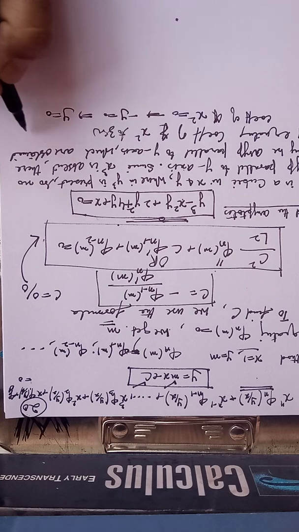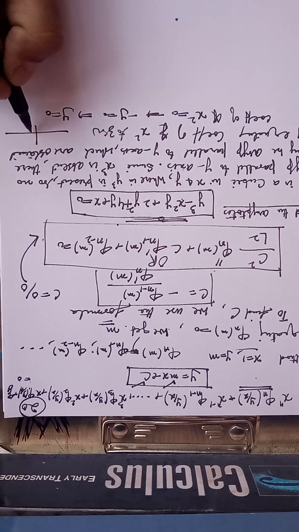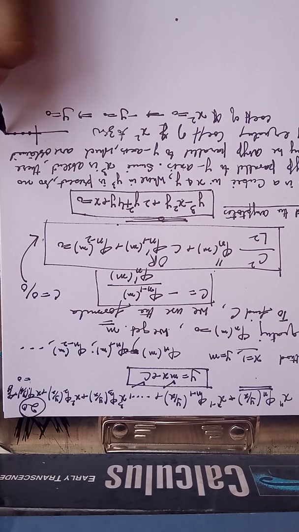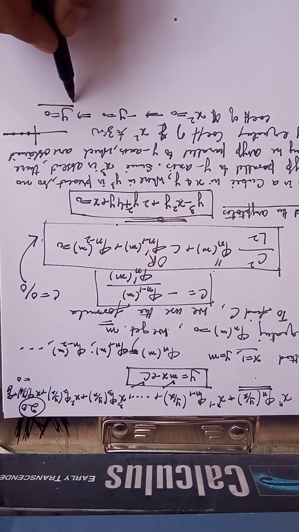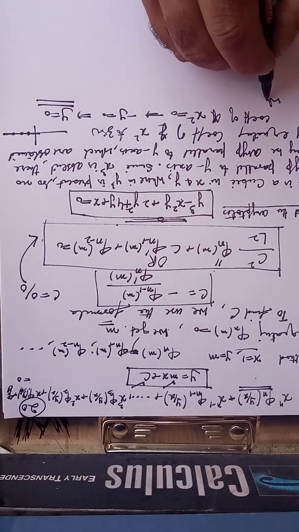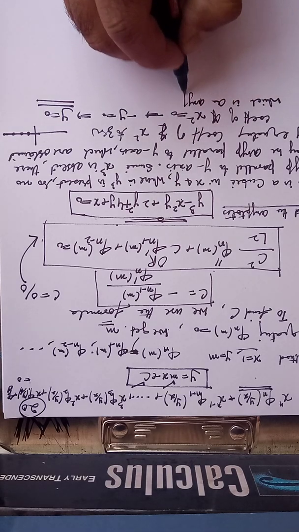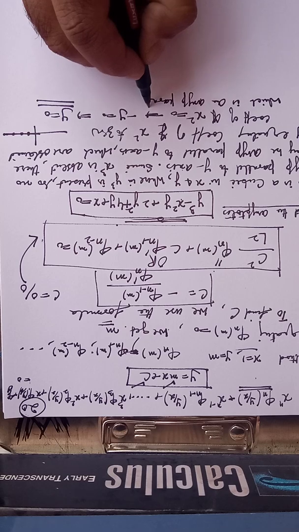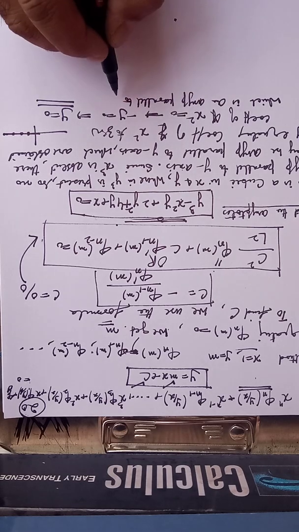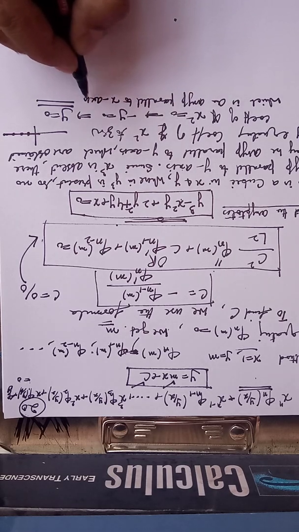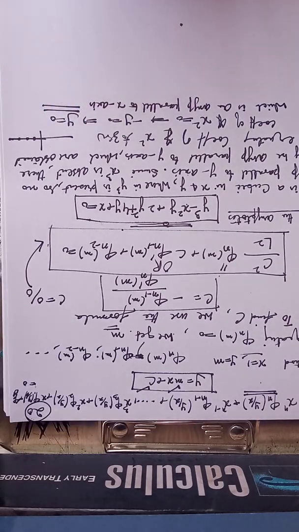You see, y equal to 0. Where is y equals 0? It is on x-axis. So this is an asymptote parallel to x-axis itself. Now, this is one. This is a cubic, so other two may be oblique.